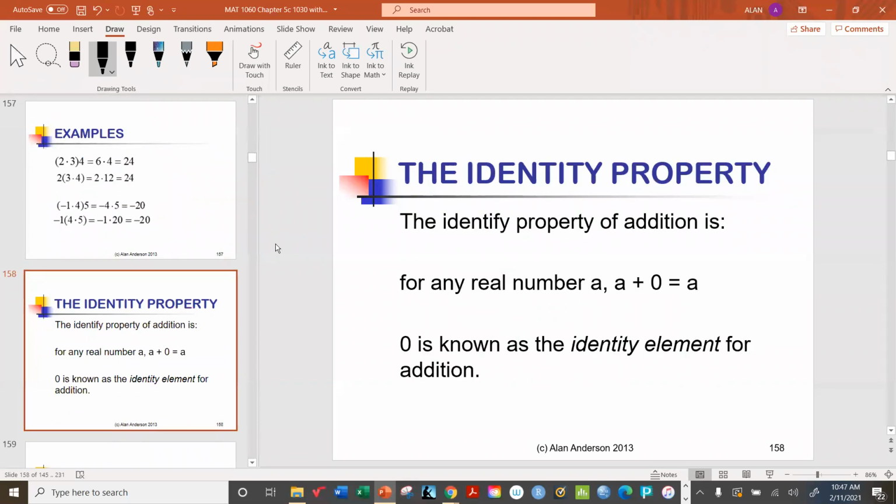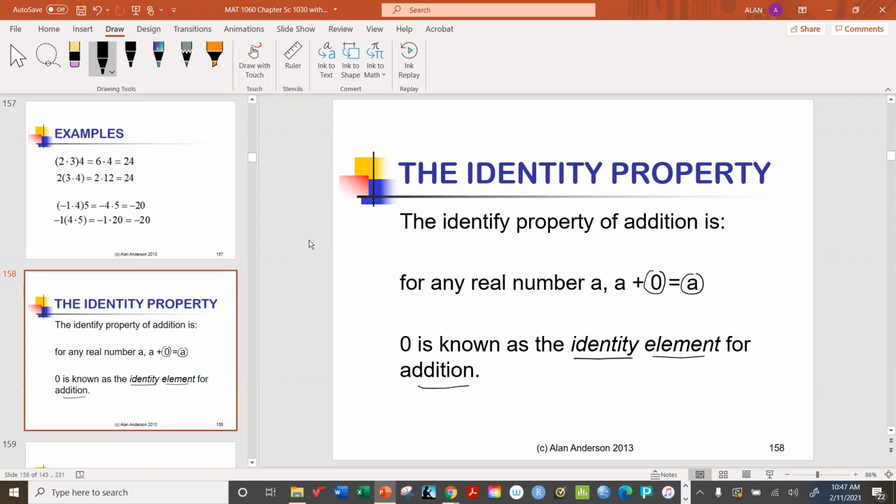All right, the so-called identity property. There's an identity property for addition, which simply tells us that if we add 0 to any number, we still have the original number. Adding 0 to something doesn't do anything. And so therefore, 0 is often referred to as the identity element for addition. Identity means it's the same.